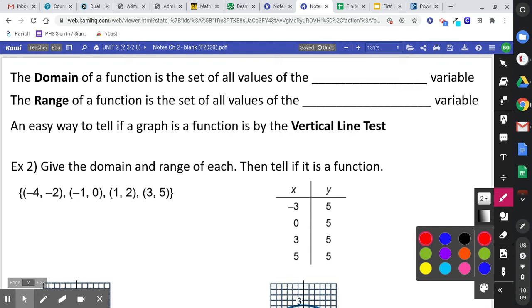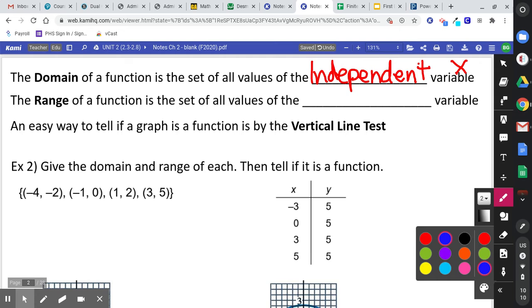The domain of a function is the set of all values of the independent variable. If you thought I was going to say the x variable, you were right. That's what we say a lot of the times. A lot of the times students say, what's the domain? It's the x number. And that's kind of right, but that's a limited definition because there's not always an x in your equation. You won't always be looking at x numbers. All right, it's the independent variable or the input value.